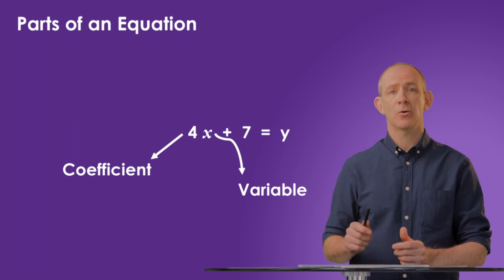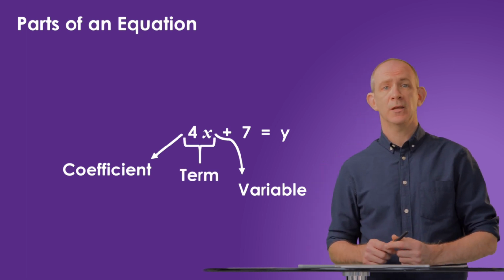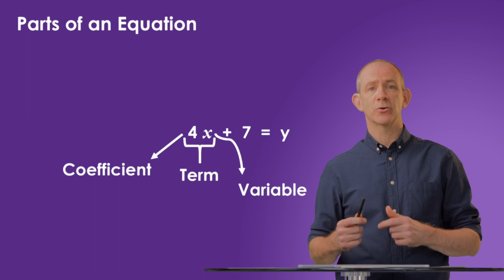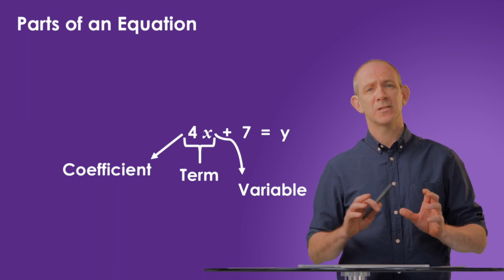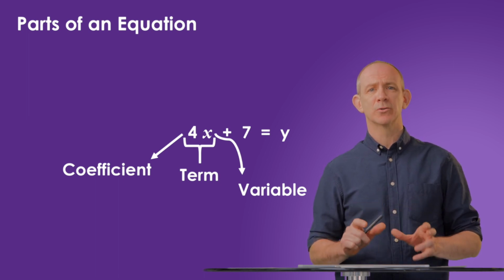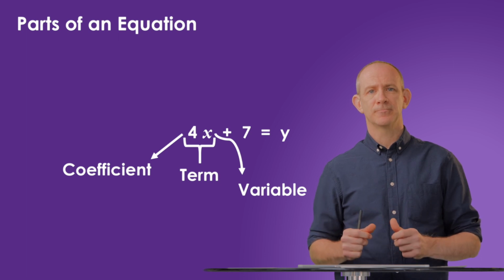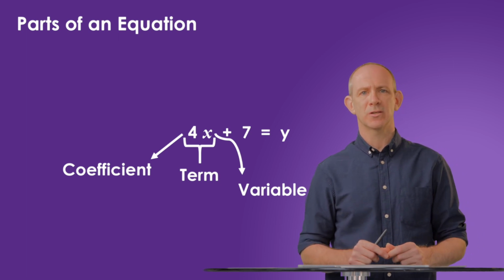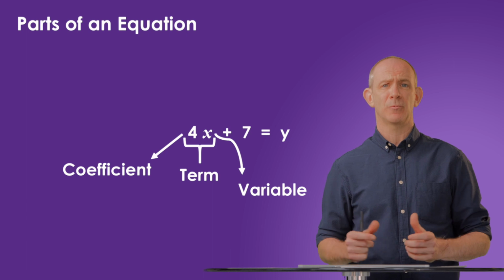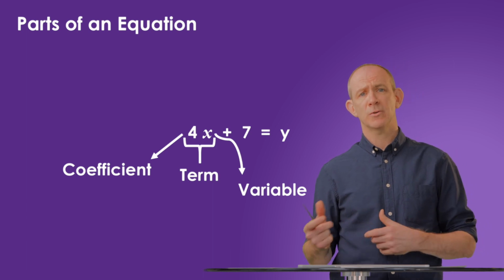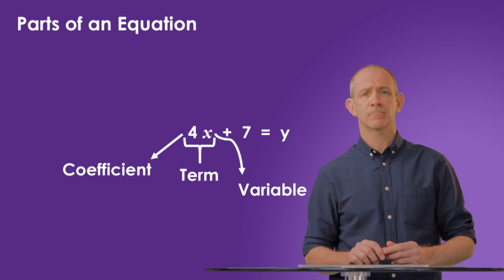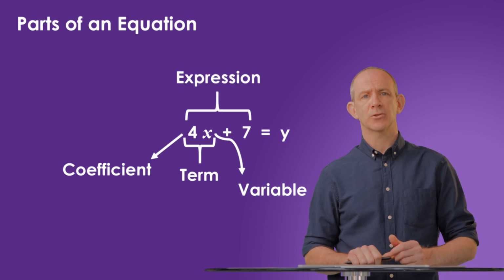The combination of a coefficient and a variable is called a term, and this term could also constitute an expression on its own. But in this example, the expression includes multiple terms, as it does here. The plus 7 is also considered to be a term, even though it doesn't appear to have a variable next to it. All terms are separated by addition or subtraction. So this forms our expression.